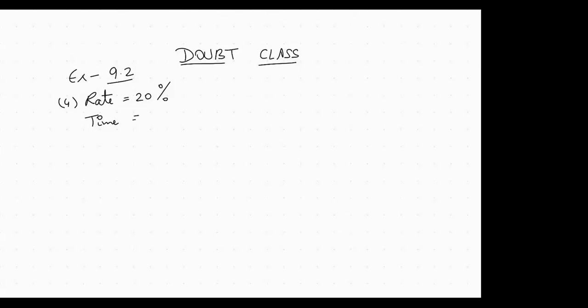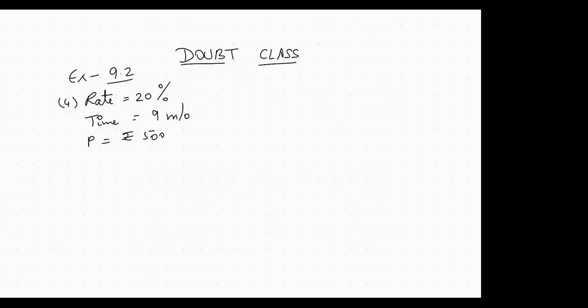So time is 9 months. And principal, how much is the principal, Abraham? Ma'am, principal is rupees 500. Very good. 500 rupees is my principal in this question. So I have to find out CI.